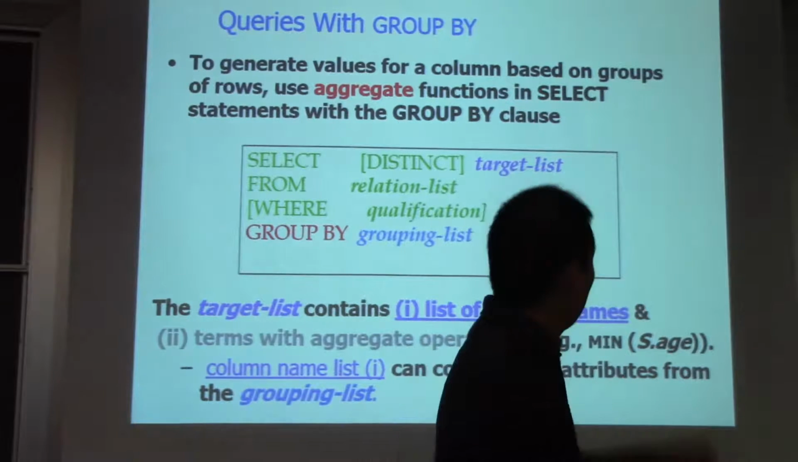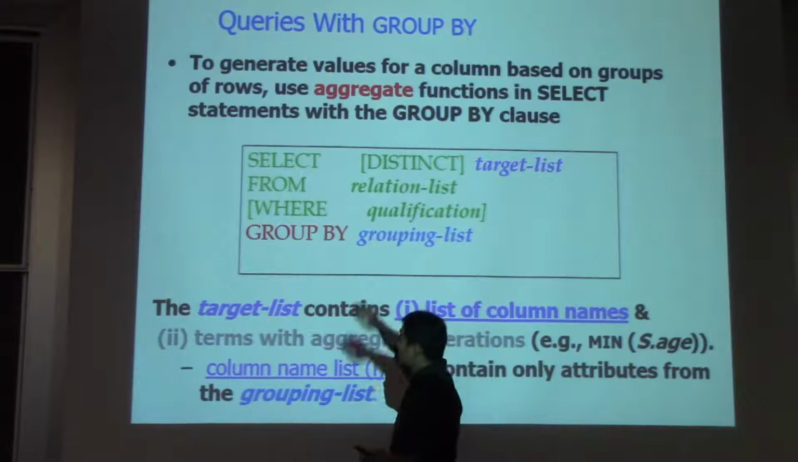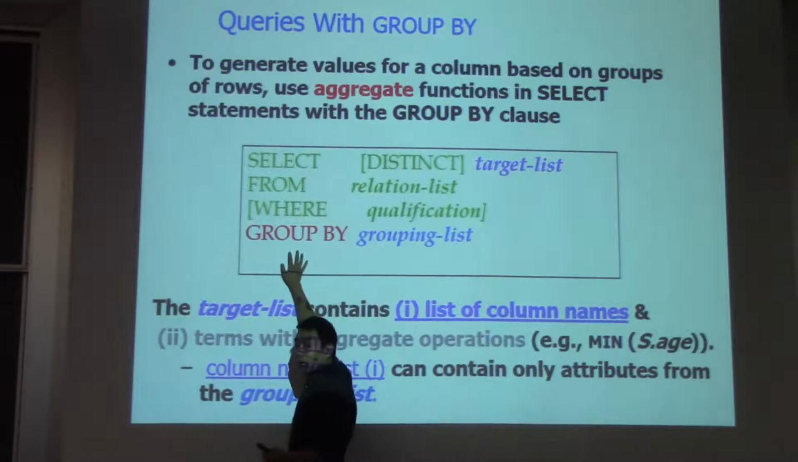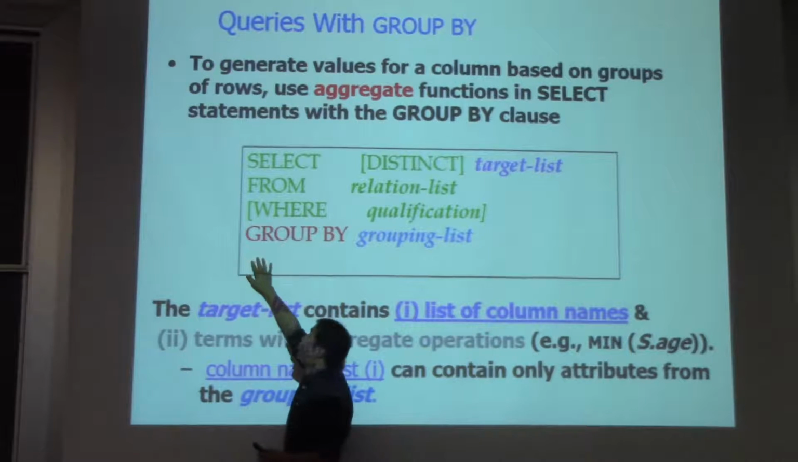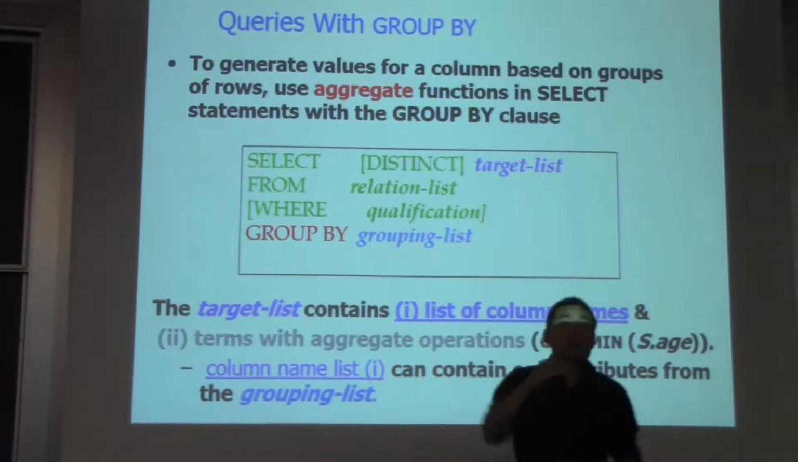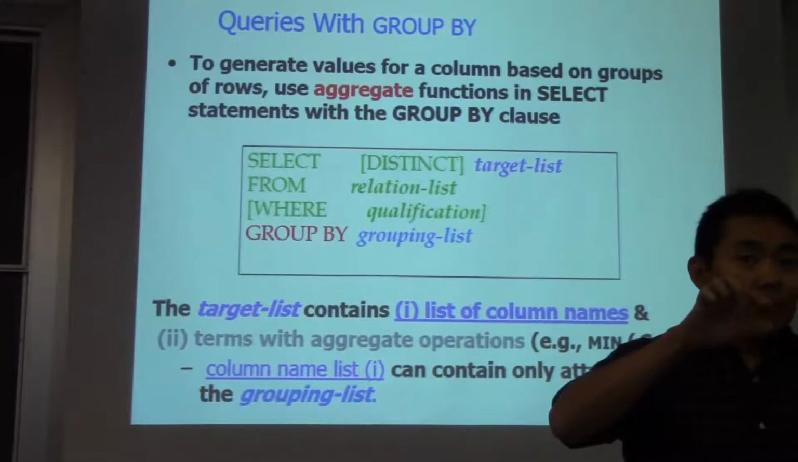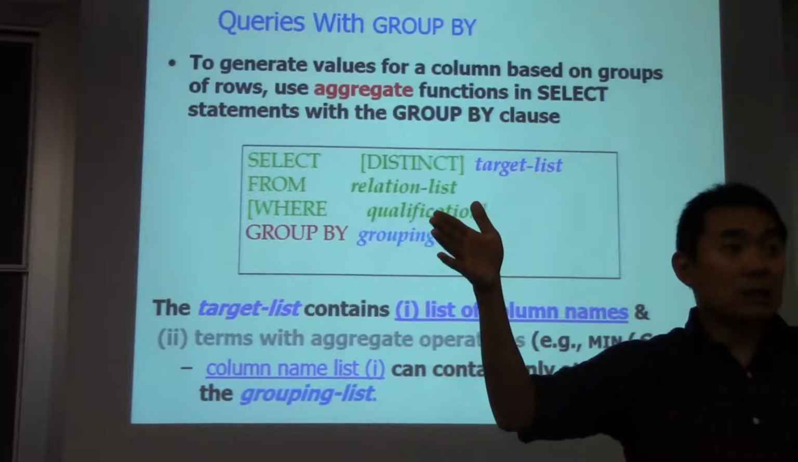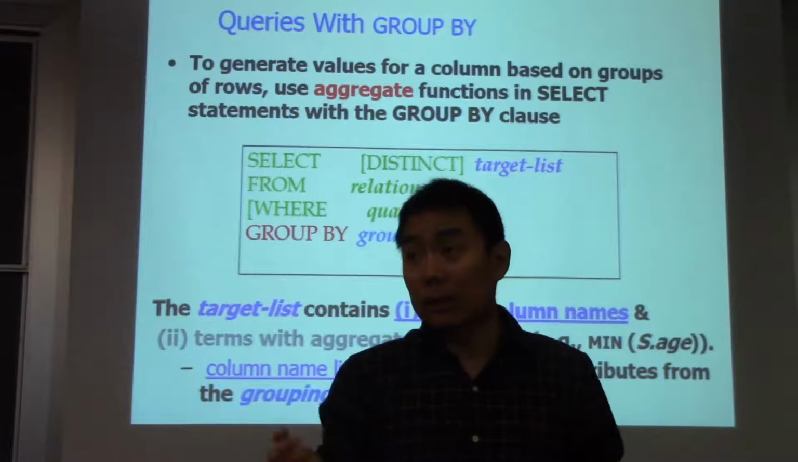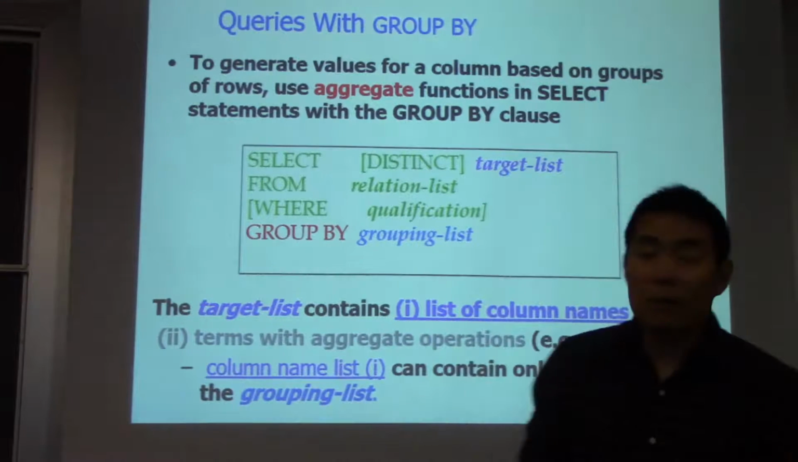So how do you do that? Well, you do it by the group by keyword. Select, from, where stays the same. You can now add a clause called group by clause, followed by a grouping list. Grouping list is nothing else but a set of attributes from the relation list. Those attributes must be from one of the relations in the relation list. That's all. And the semantic is very simple.